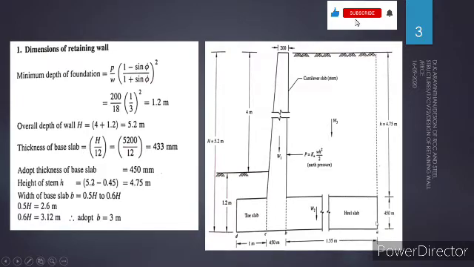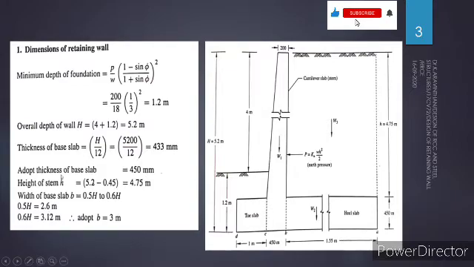So this is the base slab, which consists of the heel and toe slab. You have the thumb rule for finding the thickness of the slab, that is H by 12, where H here is the overall height of the stem. And after finding this, we know that 5200 is the overall depth, and if you divide that by 12, you will be getting 433 mm. If we round off the value, you will be getting 450 mm. We found that the depth required here is 450 mm or 0.45 meter.